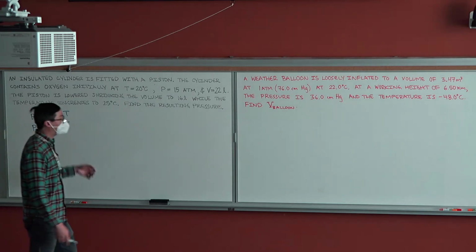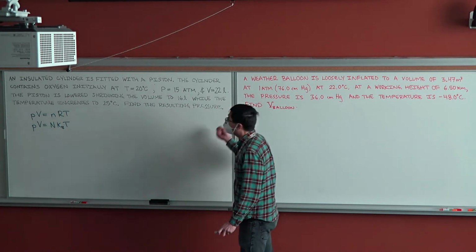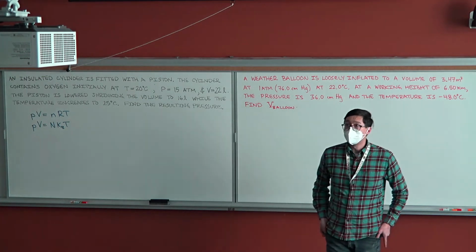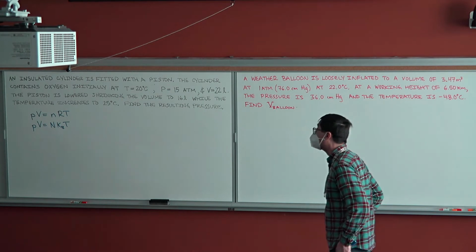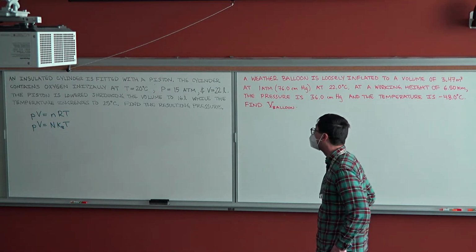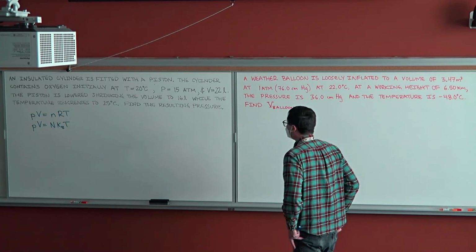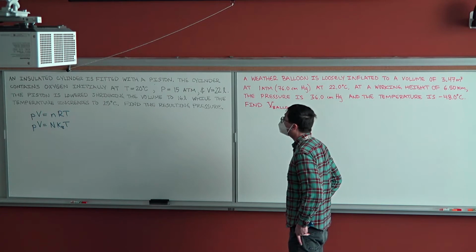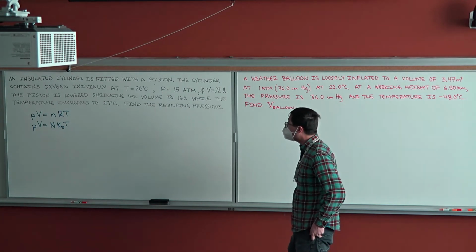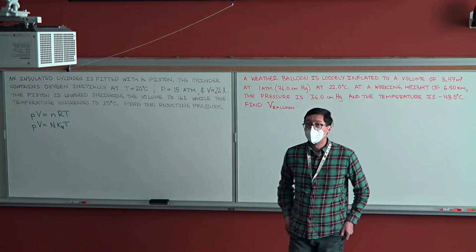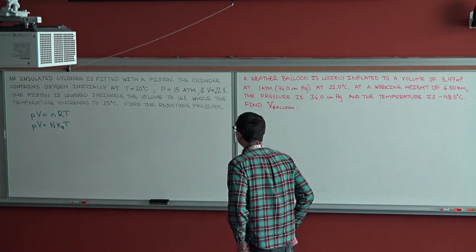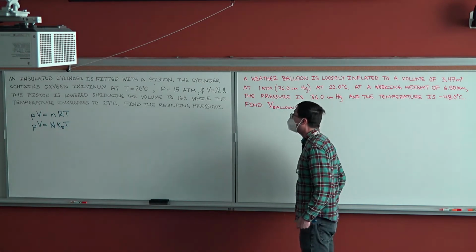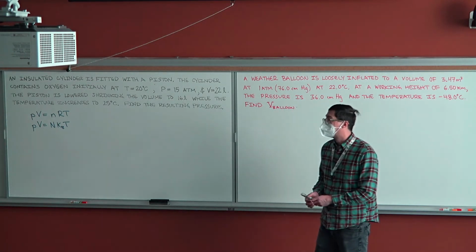Let's start with our first problem. We have an insulated container fitted with a piston. The cylinder contains oxygen initially at a temperature of 20 degrees Celsius, at a pressure of 15 atmospheres, with a volume of 22 liters. The piston is then lowered, which shrinks the volume to a measly 16 liters, and the temperature simultaneously increases to 25 degrees Celsius. So we want to find the resulting pressure.